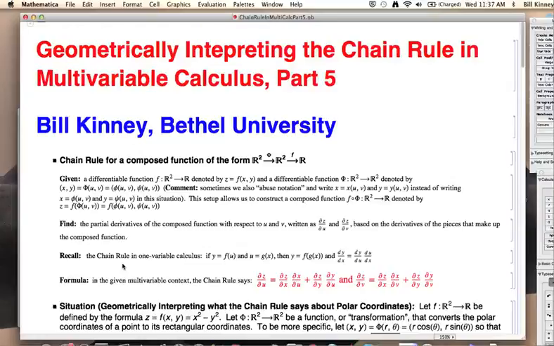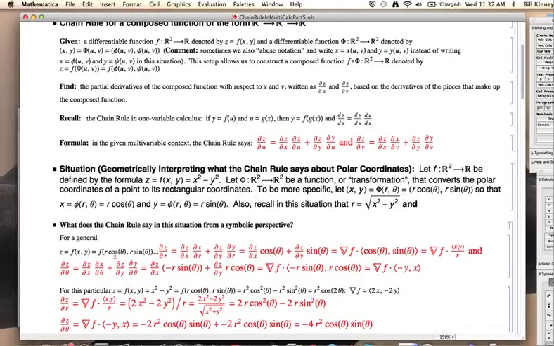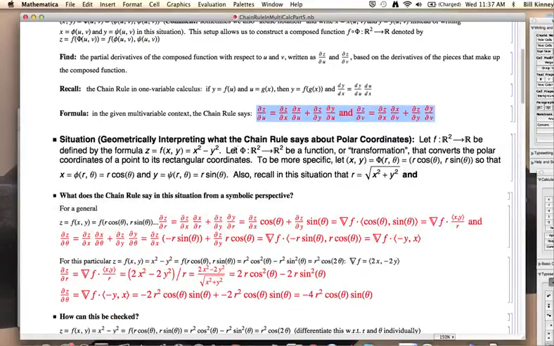This is part 5 and hopefully the last part of a series that I'm making on geometrically interpreting the chain rule in multivariable calculus. My name is Bill Kinney. We're thinking about the chain rule, which has this kind of formula here when z depends on x and y, and then x and y ultimately depend on u and v. That's the general formula. We're using it in terms of polar coordinates, and instead of u and v, we use r and theta, and the transformation capital Phi has this form here.